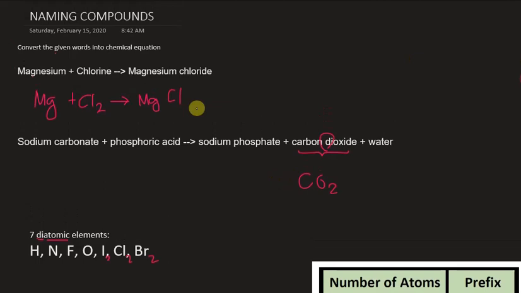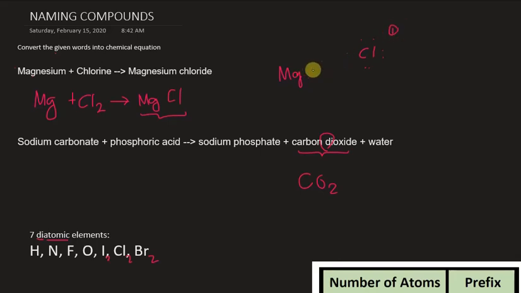Well, this one is an ionic compound. Ionic compounds do not use these prefixes, this di, tri, mono, or tetra. So here we need to check it. Mg has two valence electrons, and Cl has 1, 2, 3, 4, 5, 6, 7 valence electrons, so it needs one valence electron.